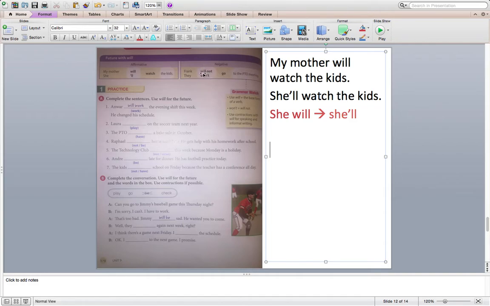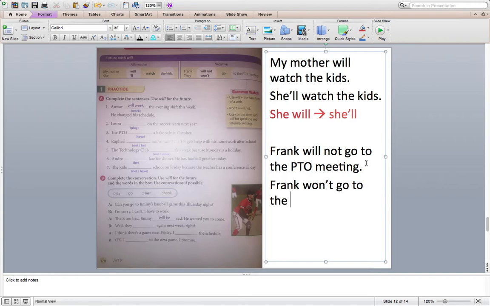You can put will and not together and you get the contraction won't. They won't go to the PTO meeting. So let's quickly just practice this in a complete sentence. You have Frank will not go to the PTO meeting. You can combine will not to make the word won't. So you can also say Frank won't go to the PTO meeting.